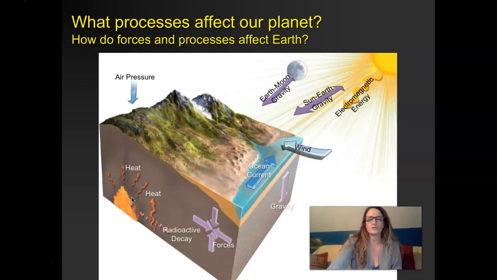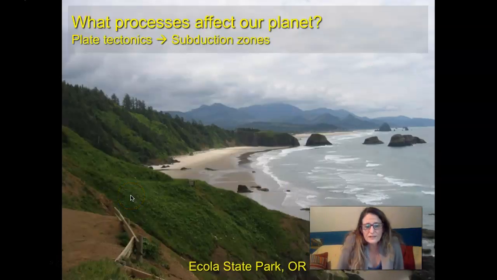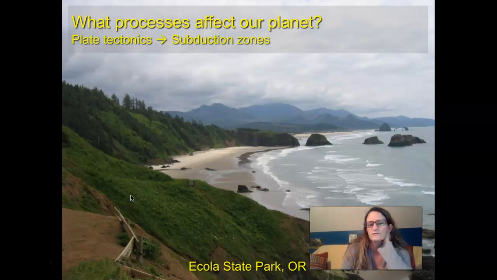Okay, forces. So because of the heat and the exchange that happens with that heat, we have plate tectonics. And plate tectonics is going to be a whole chapter, but it is the movement of the outside of the Earth, which we're going to call the lithosphere. It's made up of the crust and the upper mantle. That's going to move around on the Earth's surface on top of the asthenosphere.